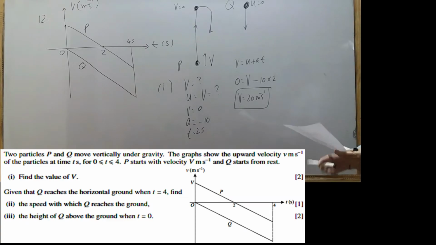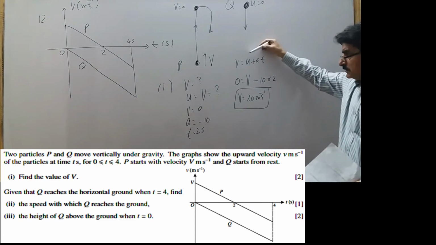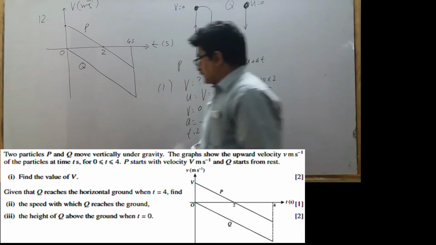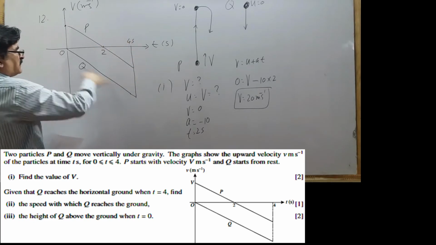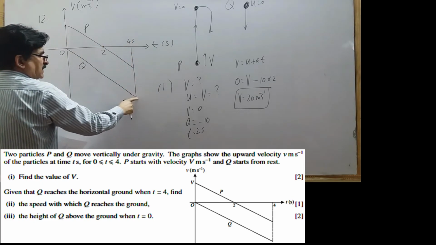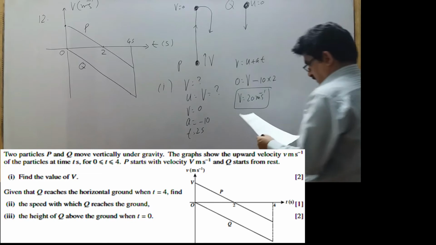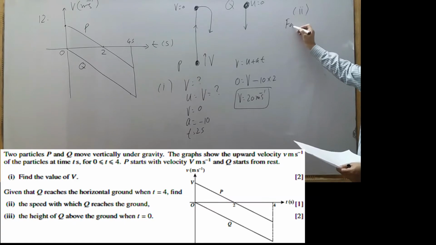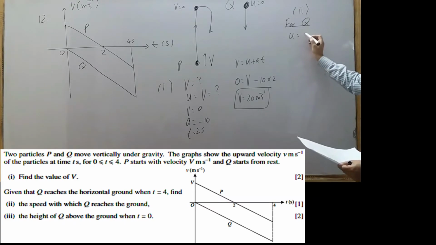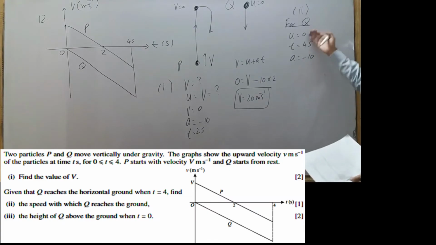Now in the second part, it is given that Q reaches the horizontal ground when t is equal to 4. Because when it is coming down, we don't know at what time it reaches the ground. We are told that because when it comes down, it speeds up, velocity increases. At time 4 seconds, it strikes the ground. It is given in the question, otherwise we don't know about it. So in the second part, for Q, the initial velocity of Q is 0 and time is 4 seconds, acceleration is minus 10. We know all three quantities.